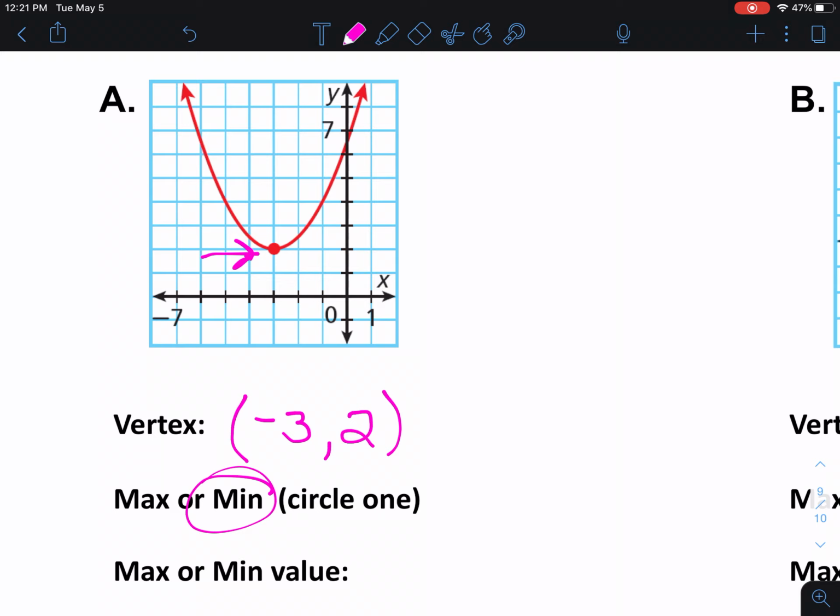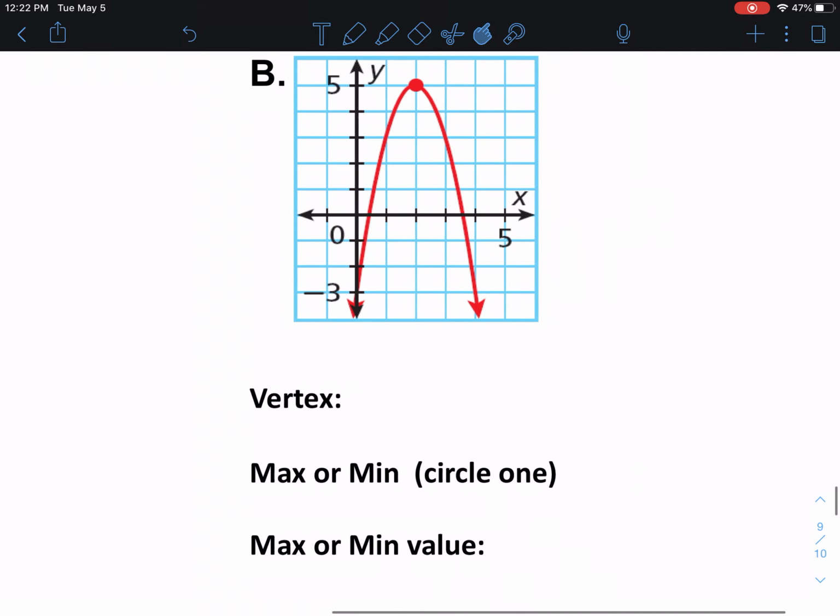Okay, and then the max or min value, this is the minimum value. And what is the minimum value? You're just going to look here at the y value. It should be the y value of your vertex, or how low this goes. So this is 2. Okay, and that's all. All right, so let's just make sure that this makes sense and try this again on this one.